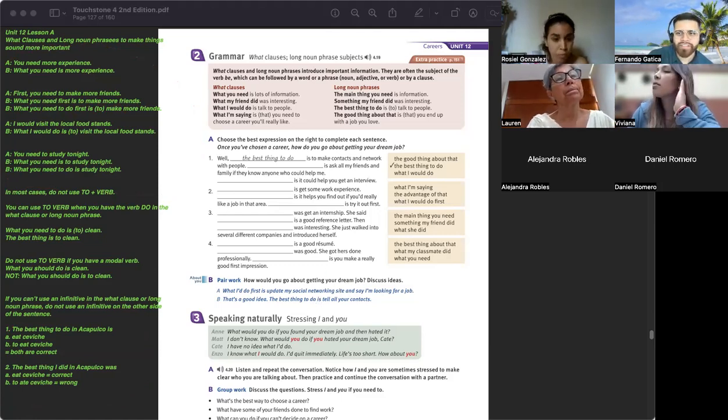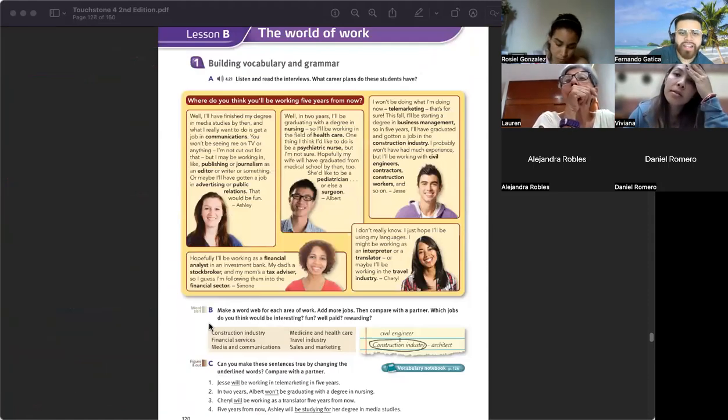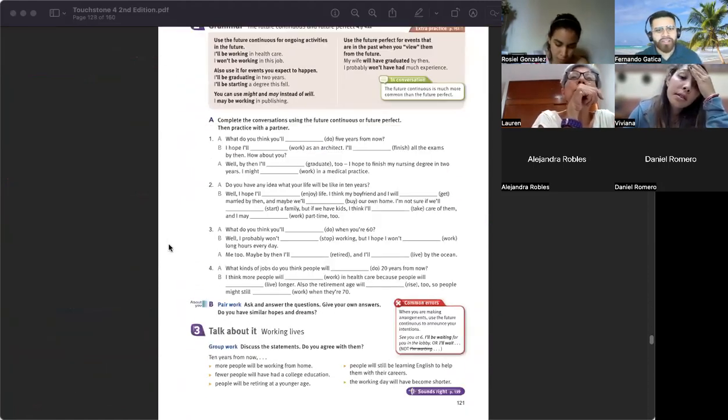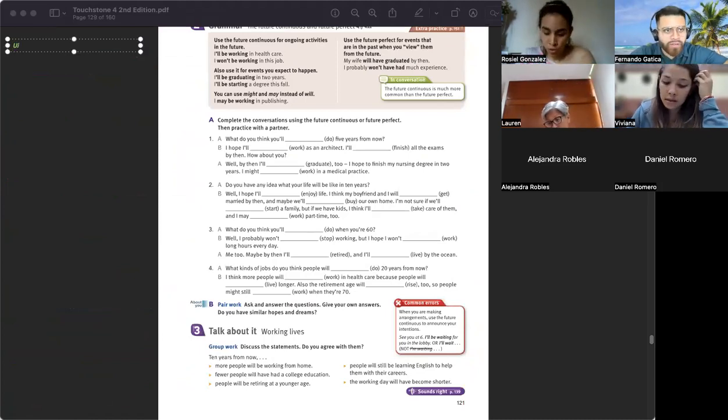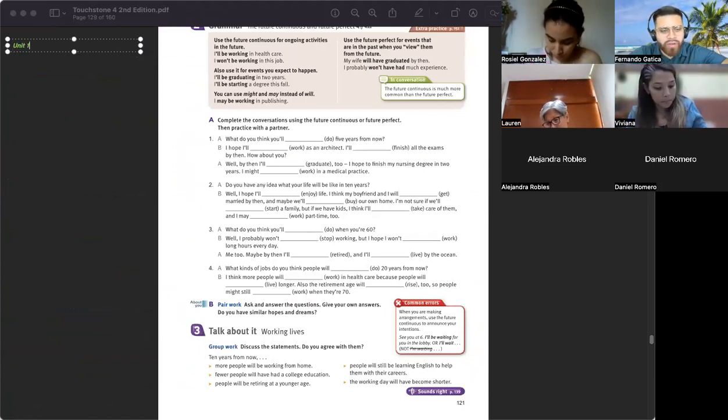Let's move on. The last lesson, page 121. Unit 12, lesson B.